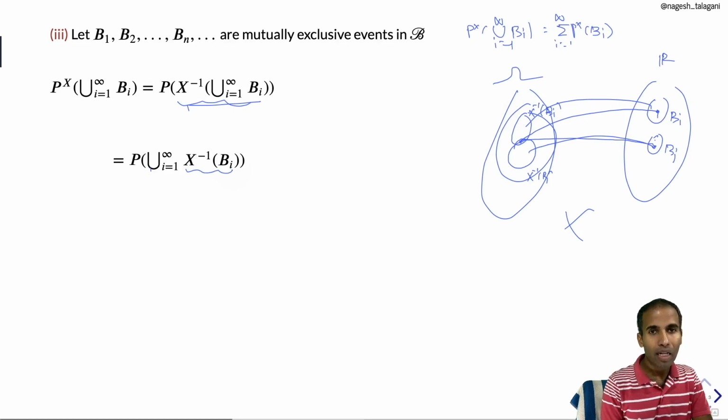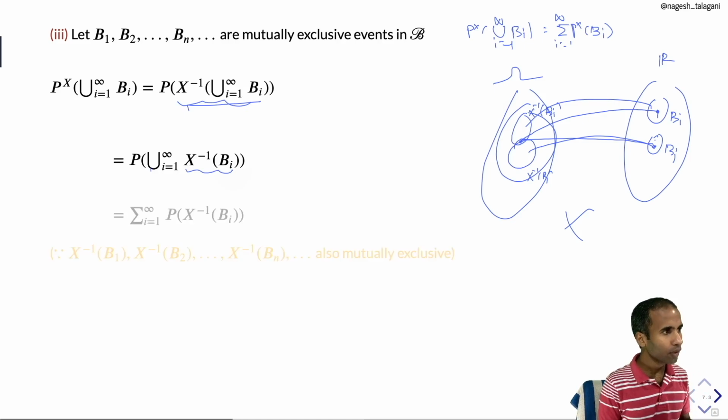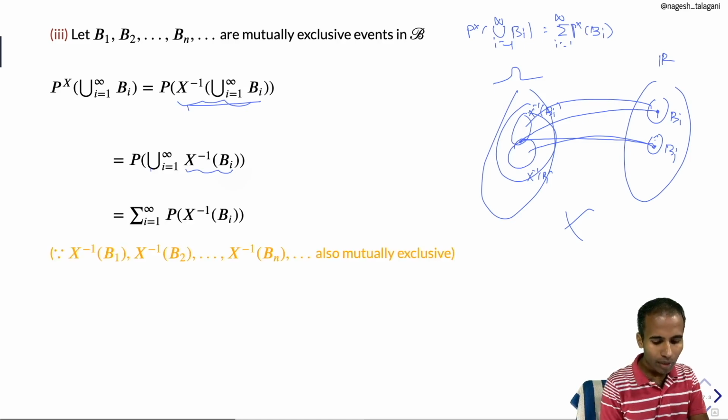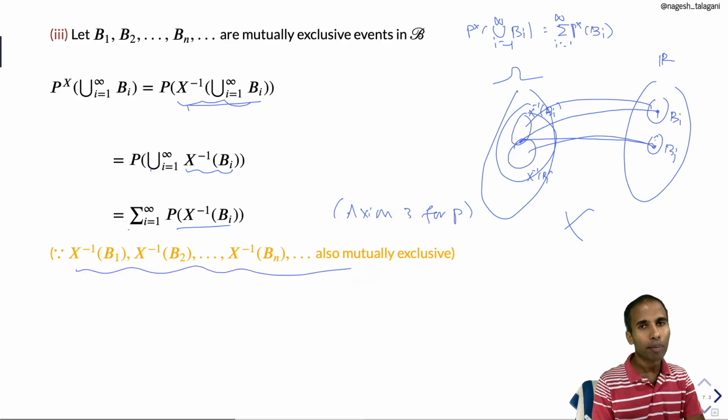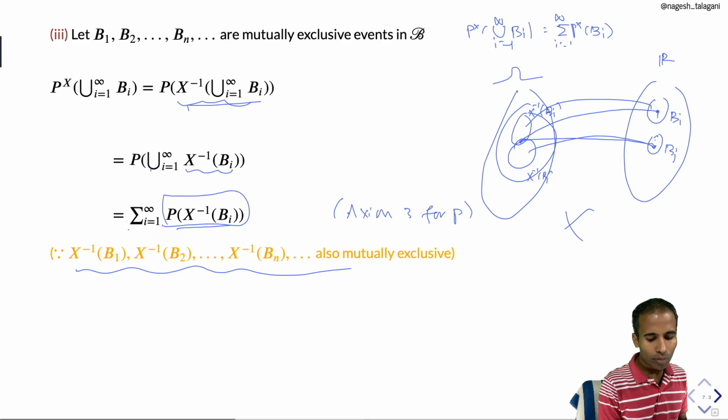Now we can apply the countable additivity axiom 3 for P. So this is going to be the summation i equal to 1 to infinity of the probability of X inverse Bi, by axiom 3 for P. As we know, these are mutually exclusive, so we can apply axiom 3 for P. The probability of X inverse Bi, by definition, is Px of Bi.